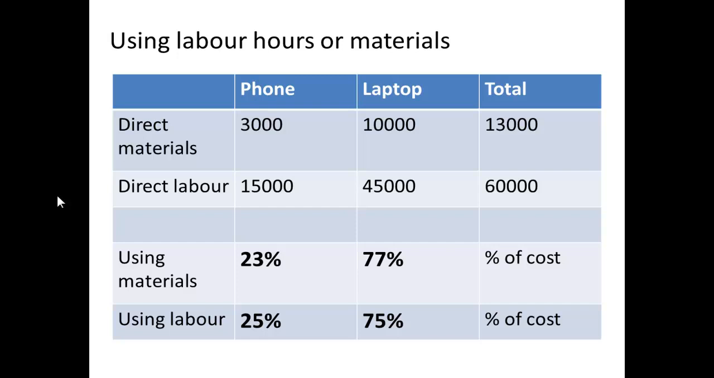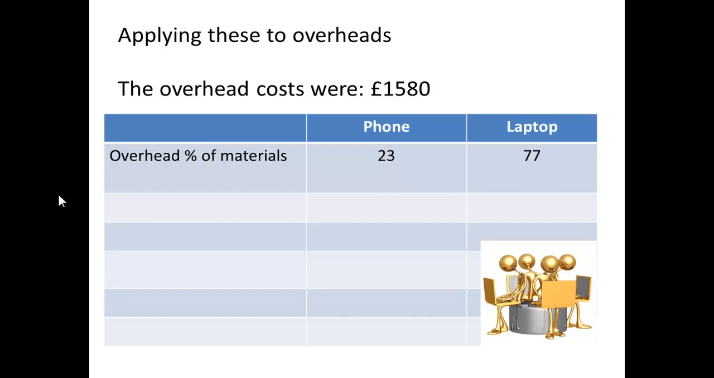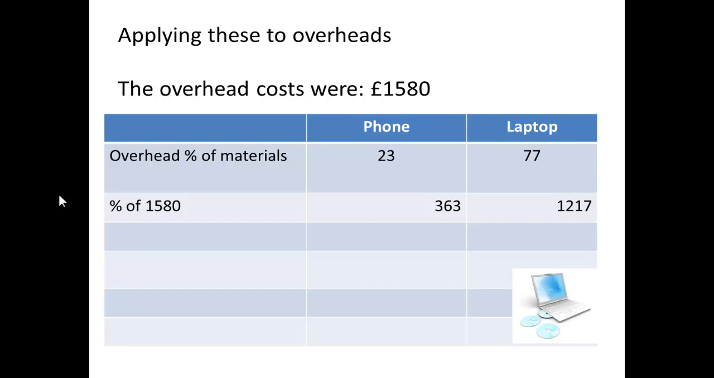What I've taken is the percentage of the total cost. So total direct materials cost were 13,000. So the 77% is 10,000 over 13,000 multiplied by 100 over 1, and so on. So if we apply these to the overheads, if I were to use this method to apply to the overheads, first of all for materials, 23% for the phone, 77% for the laptop.